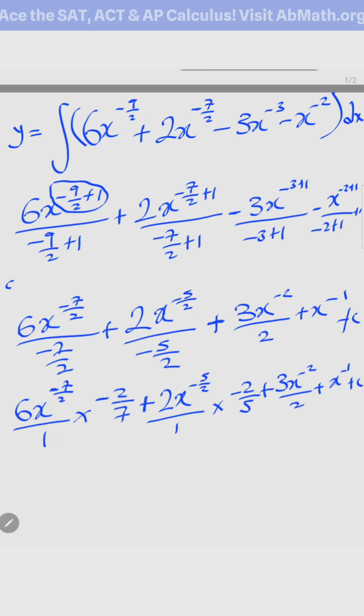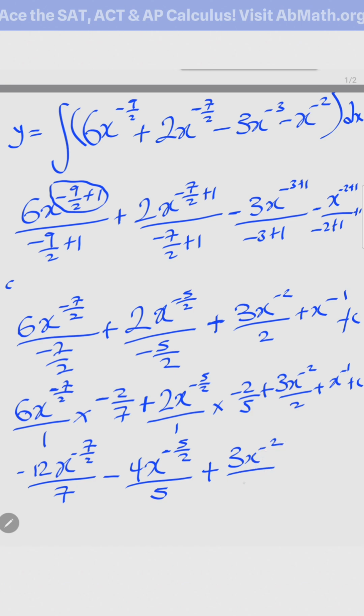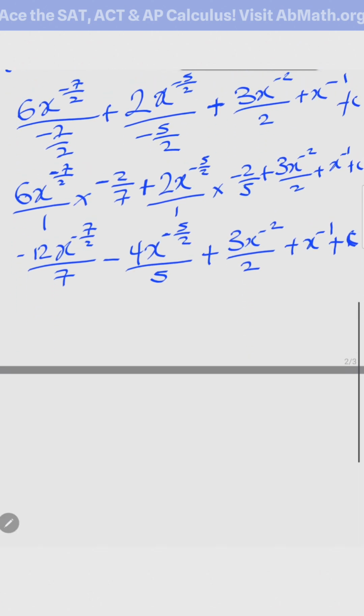Okay, so 2 multiplied by 6 will give us 12, so negative 2 multiplied by 6 will give you negative 12 x raised to the power negative 7 over 2, then over 7. We have negative 2 multiplying by positive 2, so it's going to give you negative 4 x^(−5/2) divided by 5. Then plus 3x^(−2) over 2, then plus x raised to the power negative 1, plus c. All right, so let's simplify it.